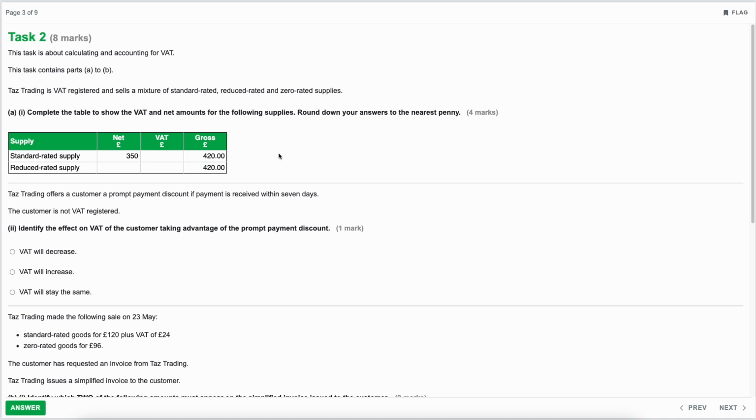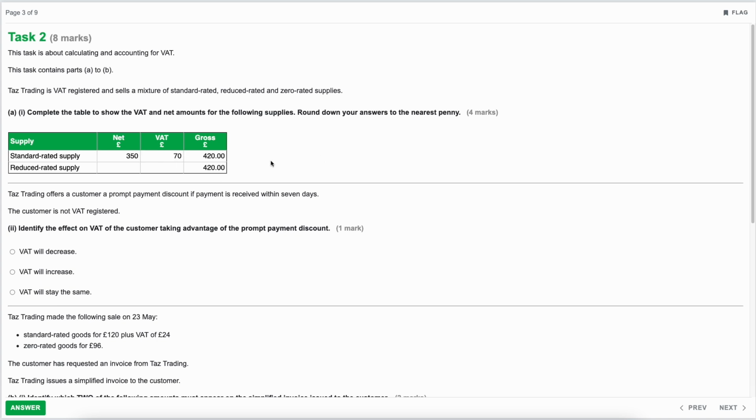Now, if you've got your own way of doing this, you are more than welcome to keep using it. I'm showing you one method here. Like I said, there are other methods. Just use whatever works for you in these particular questions. So then to calculate the VAT, as I said before, we can either divide this by 6, divide it by 120 and then multiply it by 20, or we can just do the difference between the gross and the net amounts now that I've worked out the net. So that would leave you with VAT of £70.